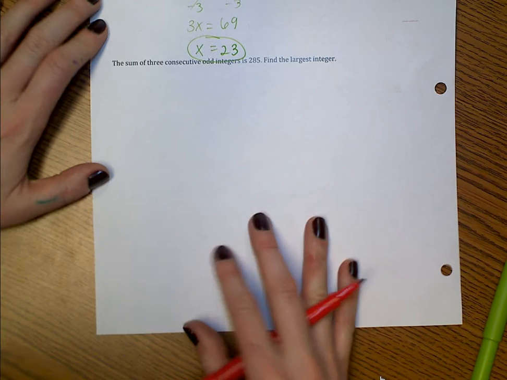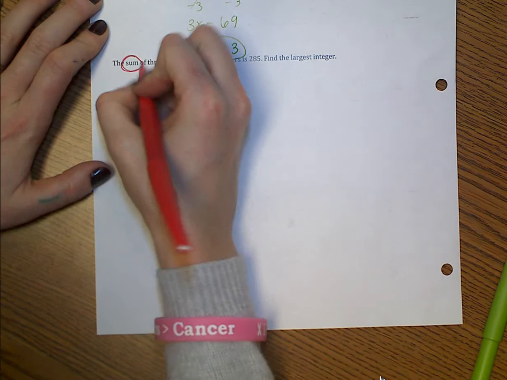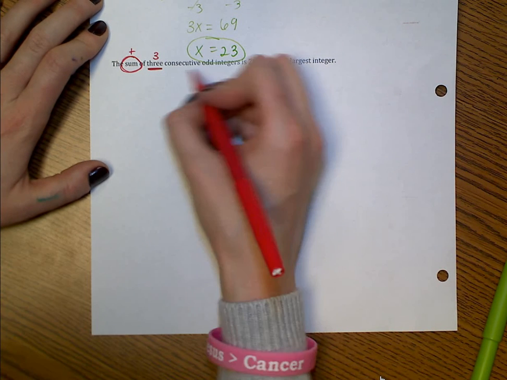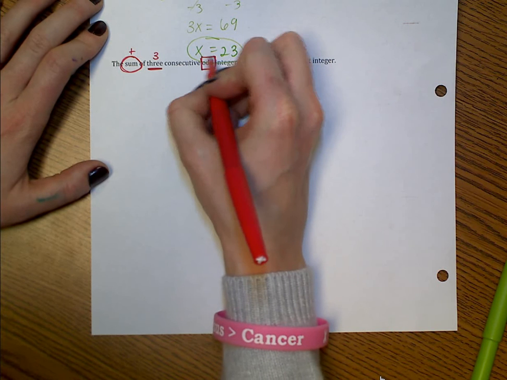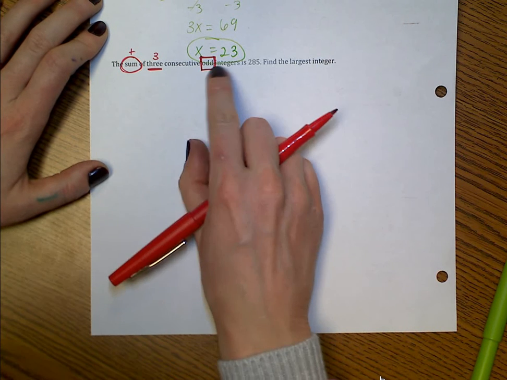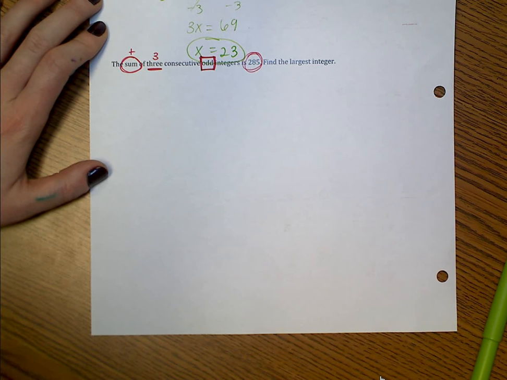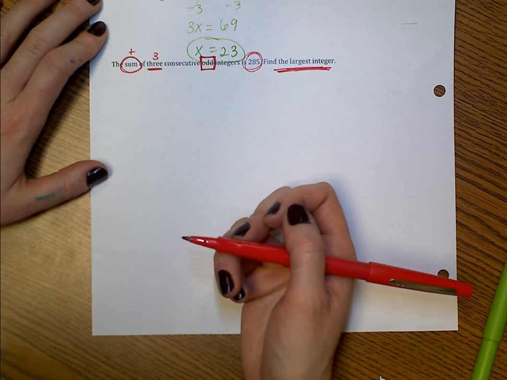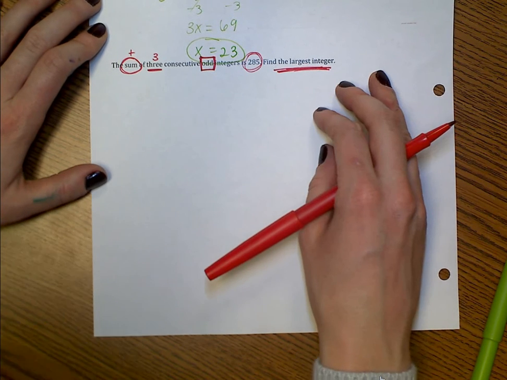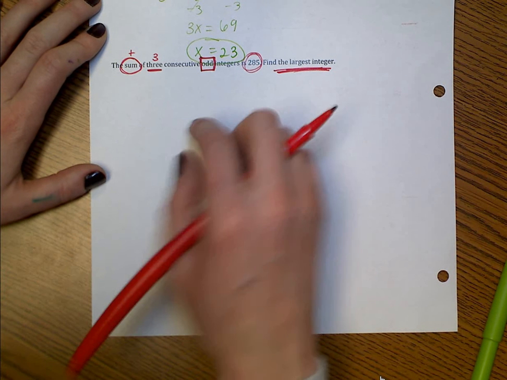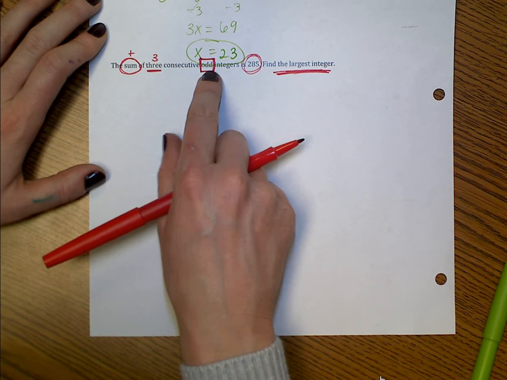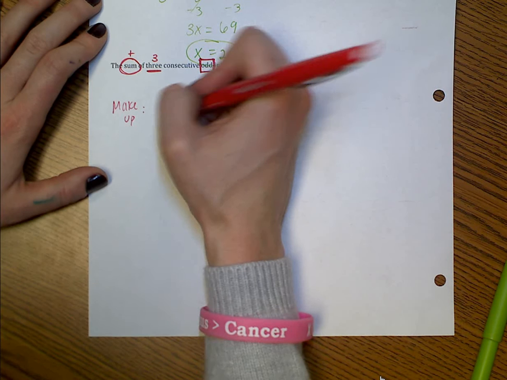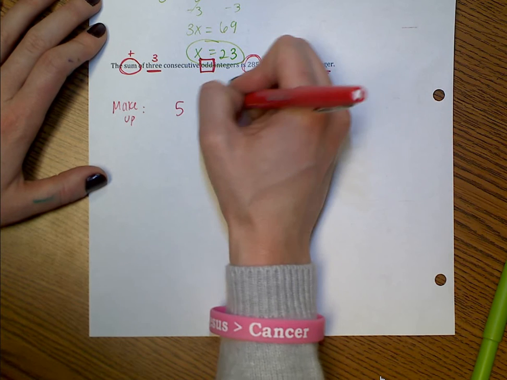Okay, one more. The sum, which is adding, of 3, so it's 3 numbers again. 3 consecutive, okay, this word right here changes everything. 3 consecutive odd numbers is 285. I want to find the largest integer. Seriously small sentence, but a lot going on. I make up a problem so I can start this and figure this out. It's 3 odd numbers this time. So, okay, maybe I'm going to make up 3 odd numbers. Let's do 5, 7, and 9.